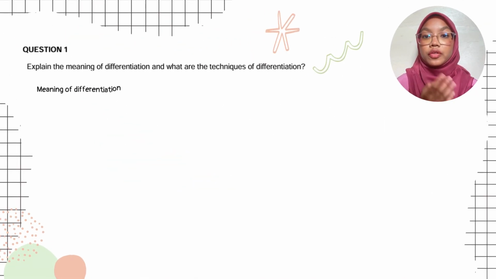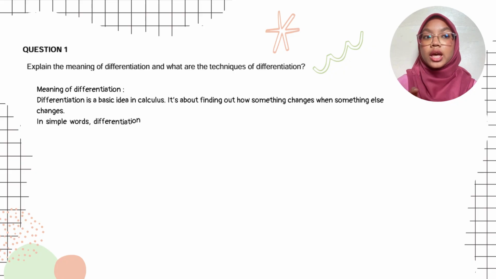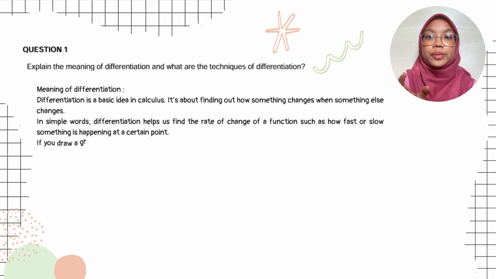What is the meaning of differentiation? Differentiation is a basic idea in calculus. It's about finding out how something changes when something else changes. In simple words, differentiation helps us find the rate of change of a function, such as how fast or how slow something is happening at a certain point.